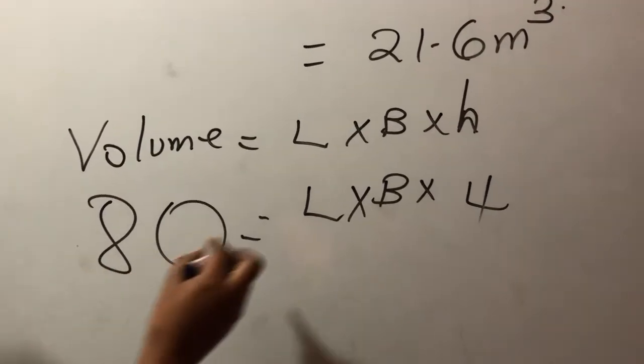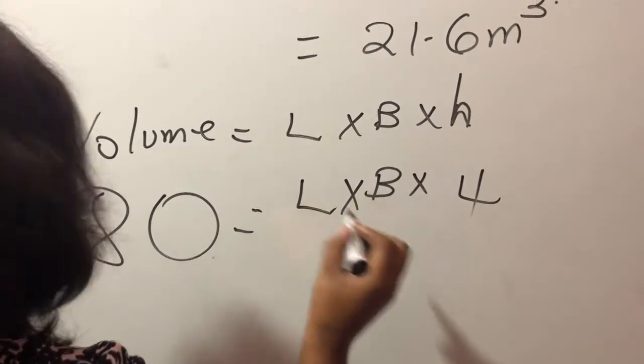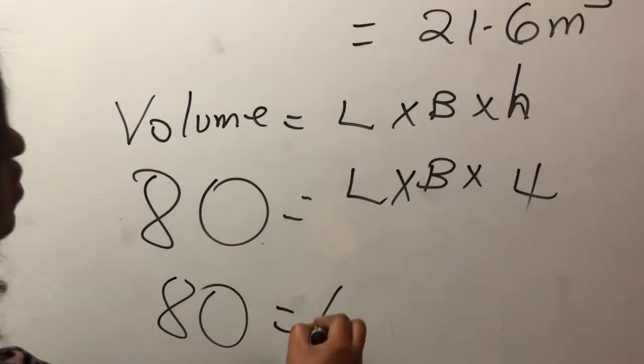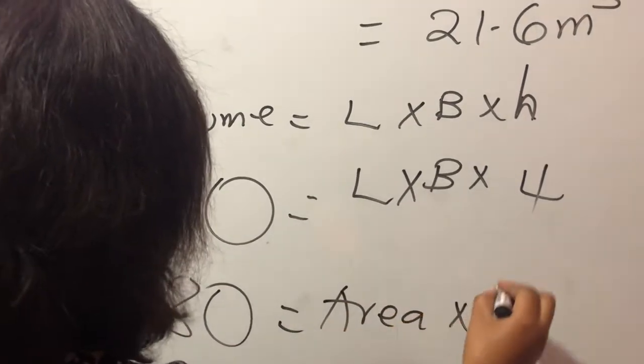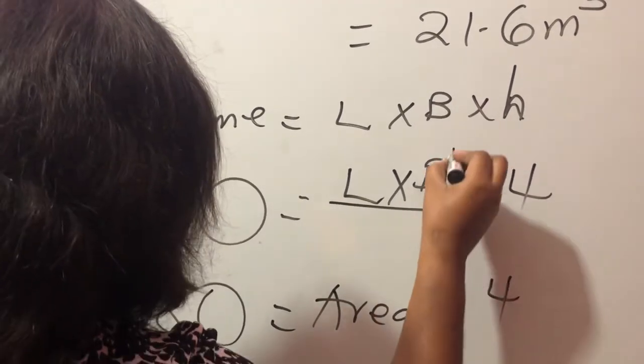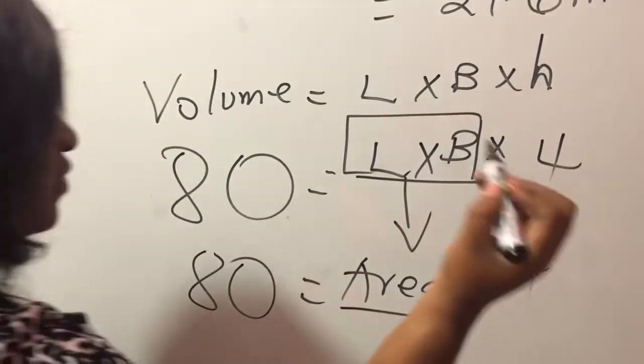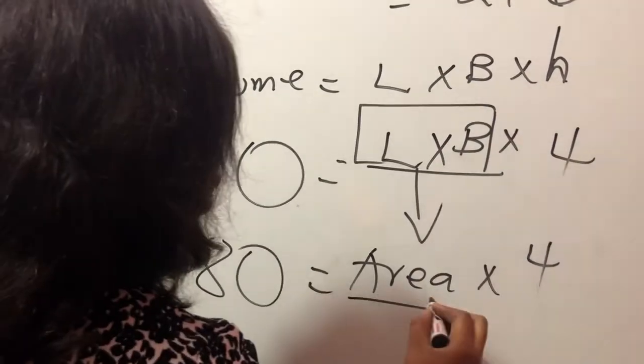We know that area is equal to length times breadth. So all you have to do is rewrite it: 80 is equal to area times 4, because this whole length times breadth represents the area. And you are being asked to find the area.